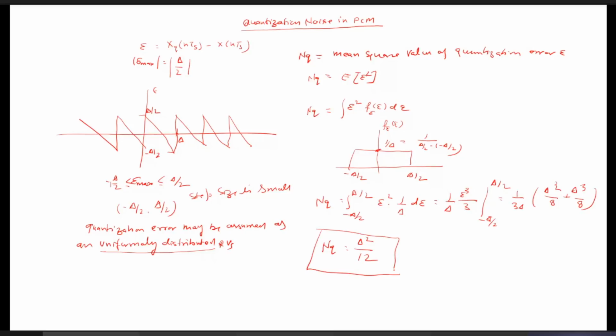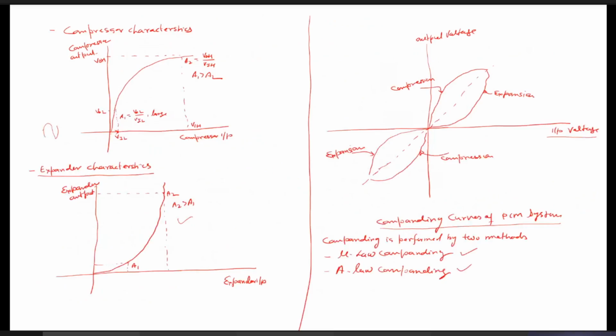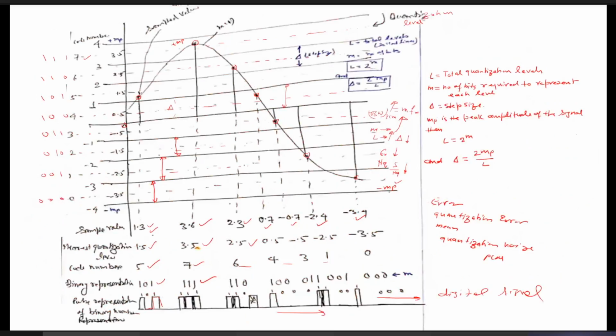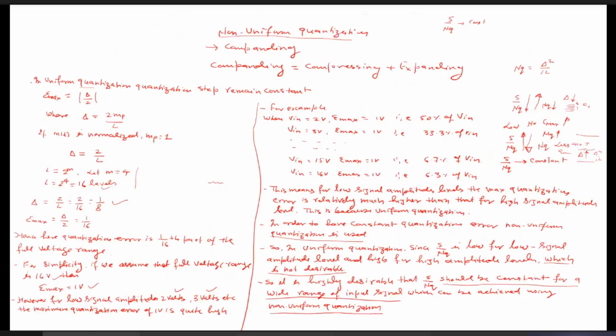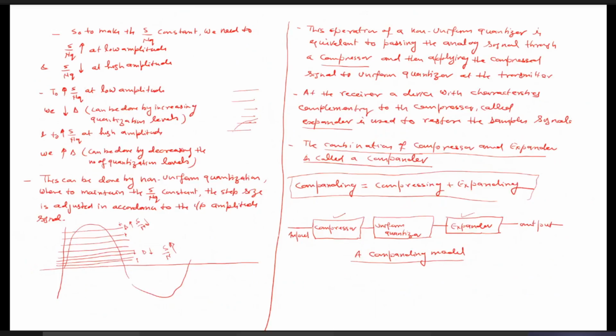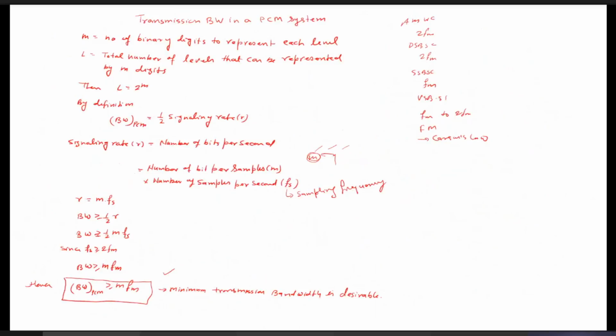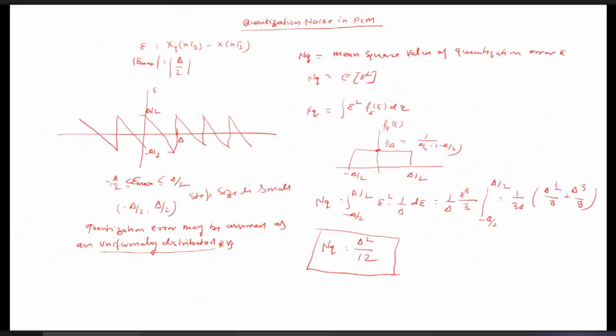As I told you in today's class itself, the quantization noise of the PCM will come out to be delta square by 12. Somewhere I have written it, so I don't remember. Okay, in this slide you can see here I have written that the quantization noise for the PCM is nothing but delta square by 12. So the quantization noise we are calculating here comes out to be delta square by 12.